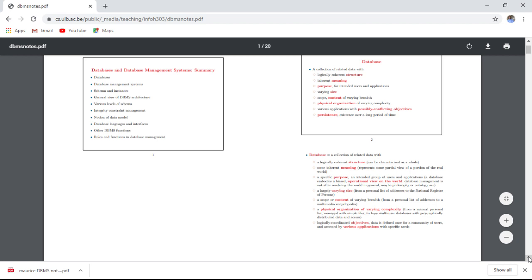Okay, now it has a scope. The database has a scope. And then we have physical organization of varying complexity. In fact, I've prepared the notes for you so you can read it. And then also it is logically coordinated. That is, it has an objective. Data is defined once for a community of users and accessed by various applications with specific needs.